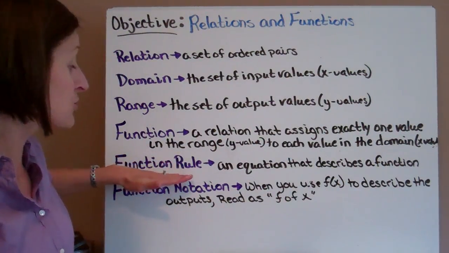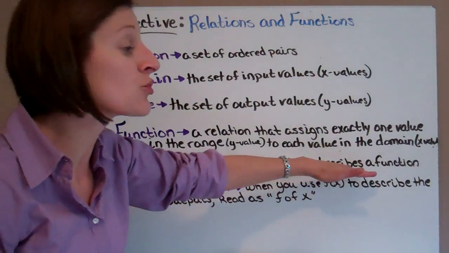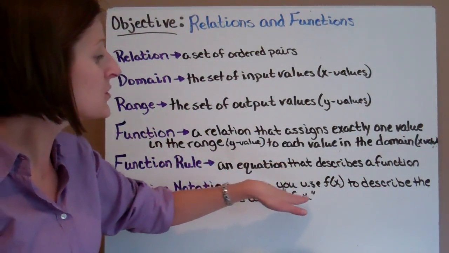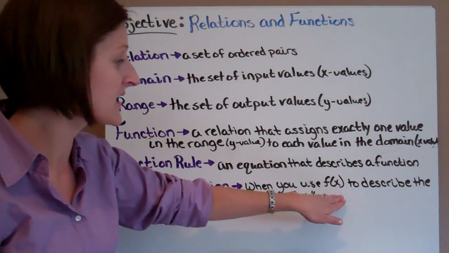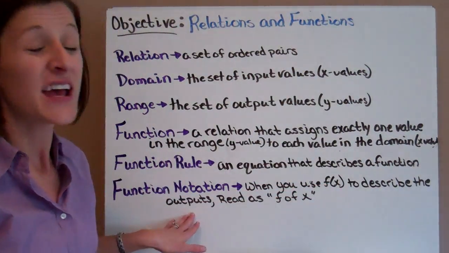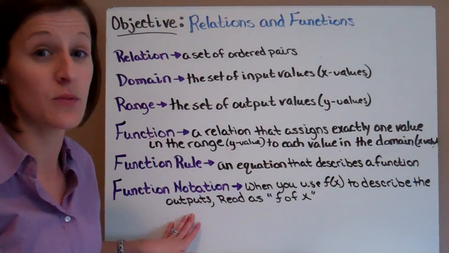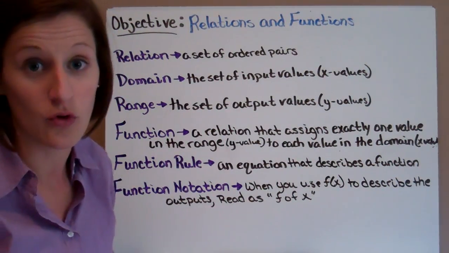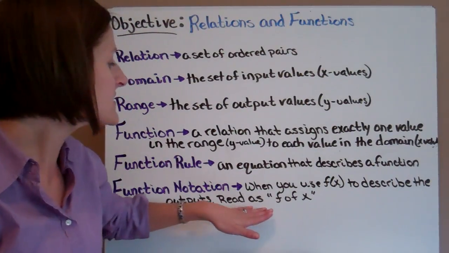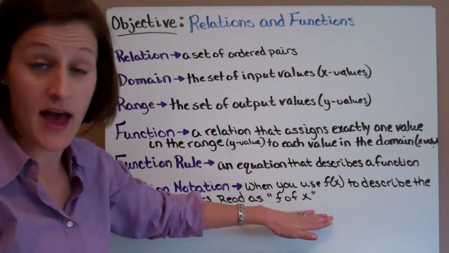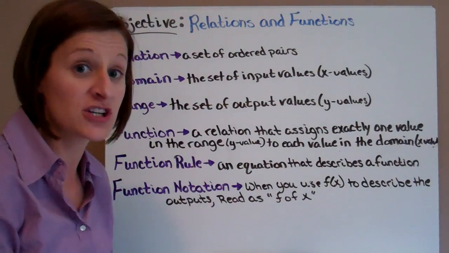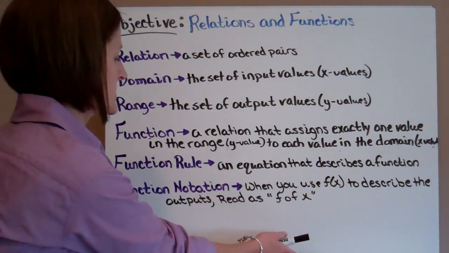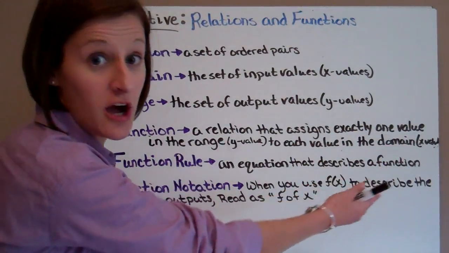So, a function rule is an equation that describes a function. And then function notation is when you use this f parentheses x to describe the outputs. It's basically a fancy way to write y equals, or just to say this is the rule of the function. A lot of times we'll read it as f of x, which means a function of x, or f is a function of x.